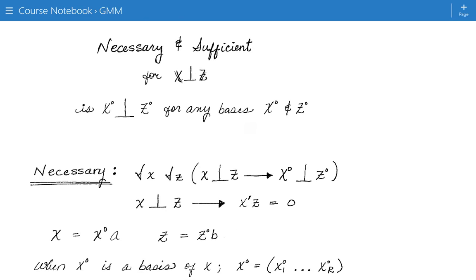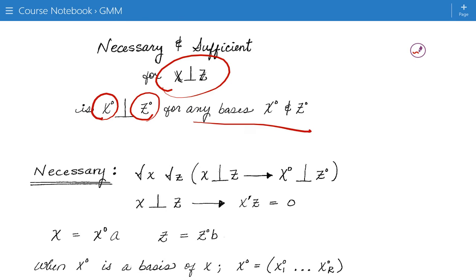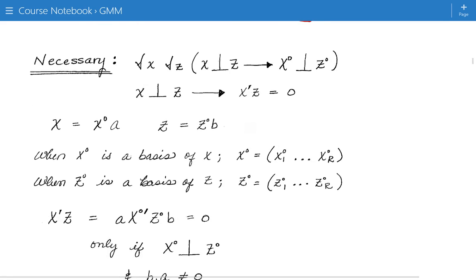Now, we say that X is orthogonal to Z in terms of the spaces themselves if it's the case that a basis in X, this is a set of vectors, is orthogonal to a basis in Z. And this is true for any basis. Okay, so the necessary condition for that to be the case is that for all vectors X and Z, if X is orthogonal to Z, then the basis X is orthogonal to the basis Z.